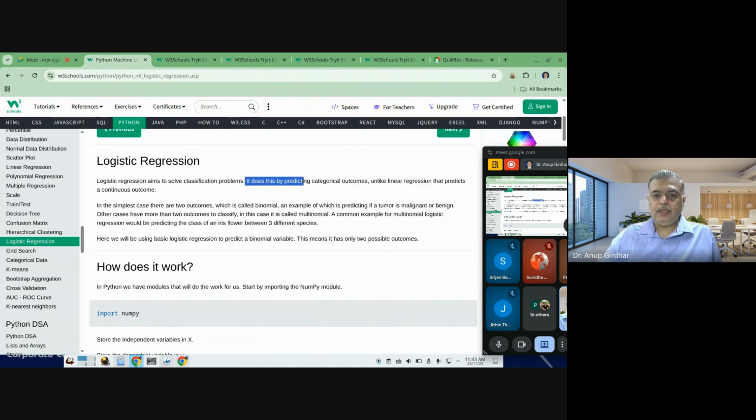It does this by predicting the categorical outcomes, unlike linear regression, which predicts the continuous outcome. So there is a difference: logistic is related to the categorical outcome, and in case of linear regression, it is a continuous outcome. So what is linear regression, multilinear regression, and then we'll come to the logistic regression, right? That is why I told you to go through this channel.